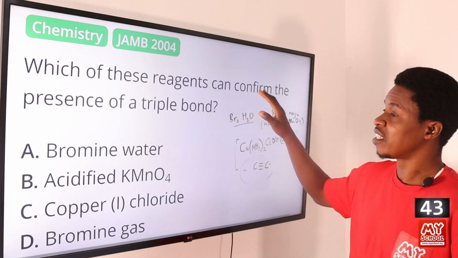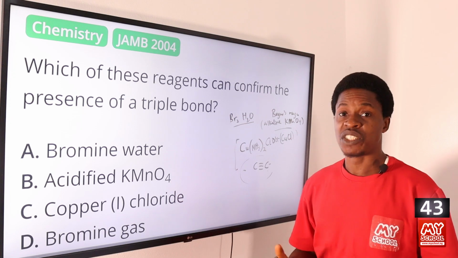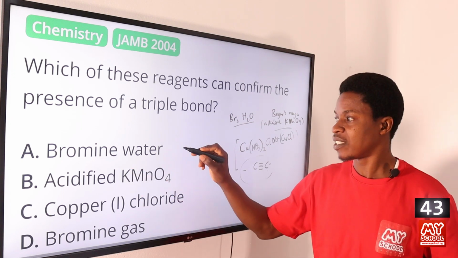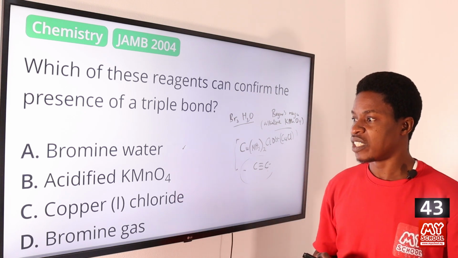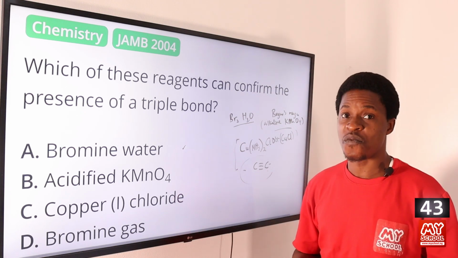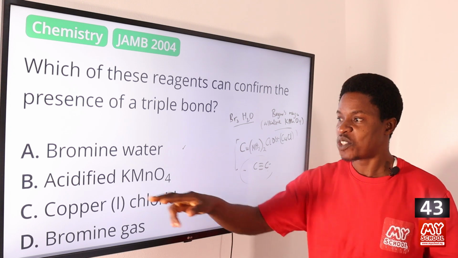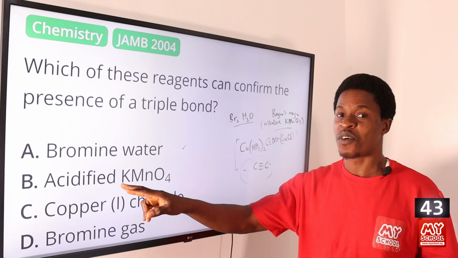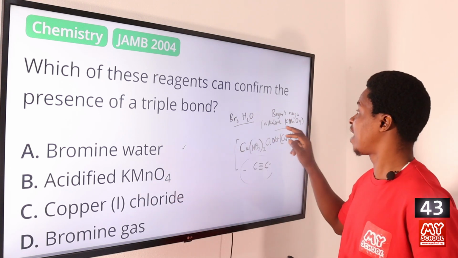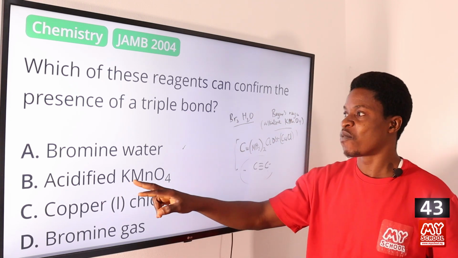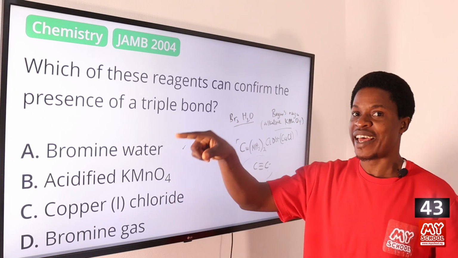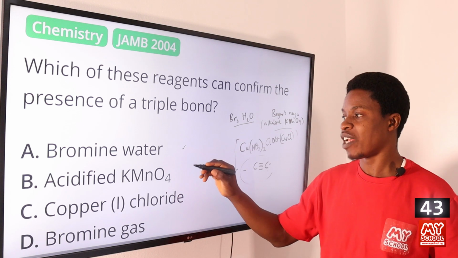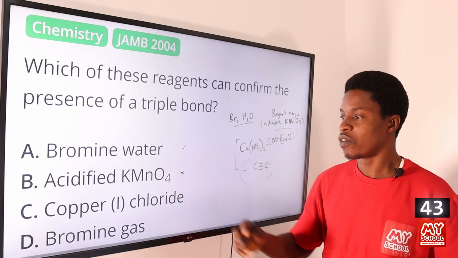Which of these reagents can confirm the presence of a triple bond? Option A says bromine water. That's correct. So let's keep that here first. Option B says acidified KMnO4. No. If it were alkaline KMnO4, they are not the same. Alkaline KMnO4 is your Bayer's reagent. I already analyzed that. So acidified KMnO4 will not. But if it were alkaline KMnO4, that is your Bayer's reagent, that would have been correct. So this is also wrong.